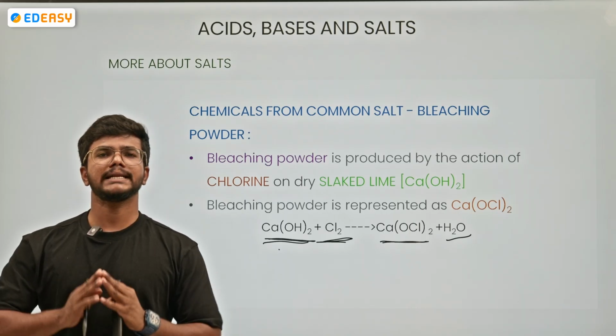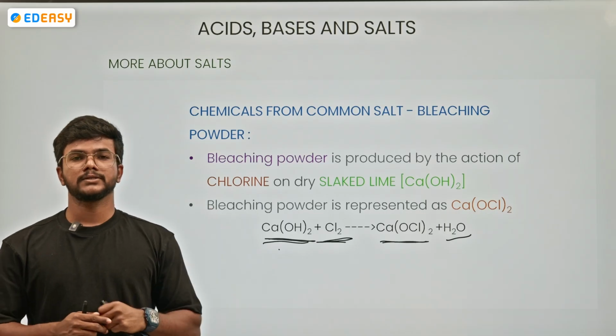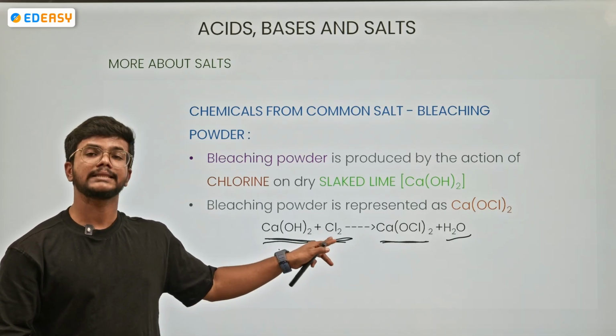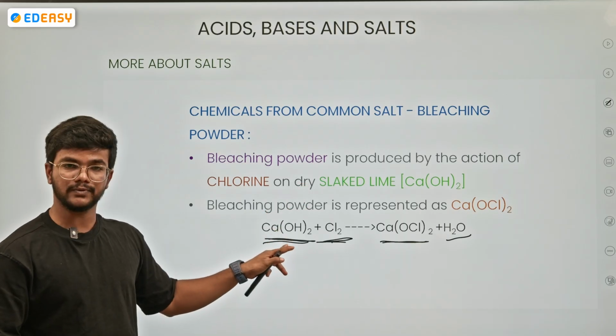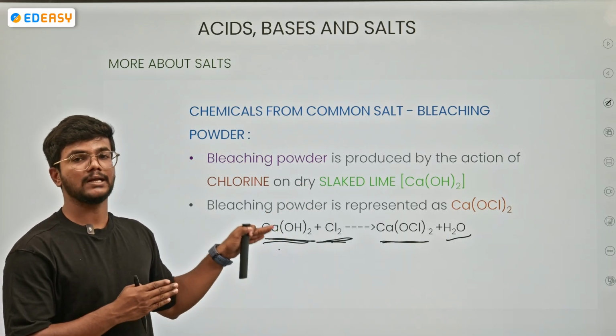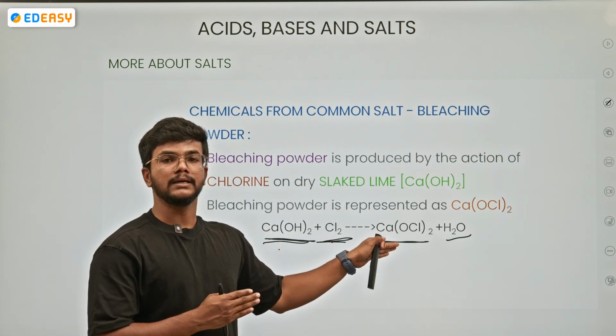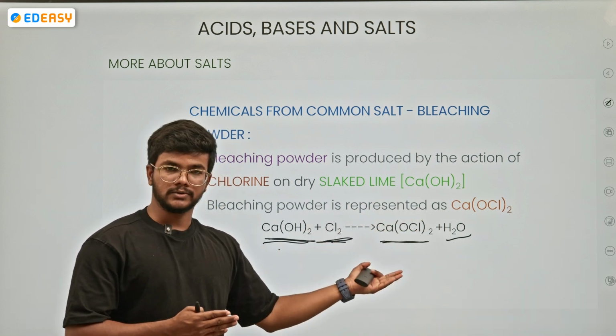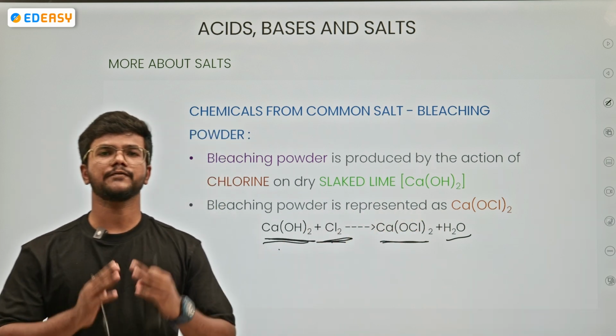So how is NaCl involved in this technique? NaCl is used to produce the Cl2 gas. That Cl2 gas is transferred to the calcium hydroxide, which gives calcium oxochloride, or else bleaching powder. So what are the uses of this bleaching powder?